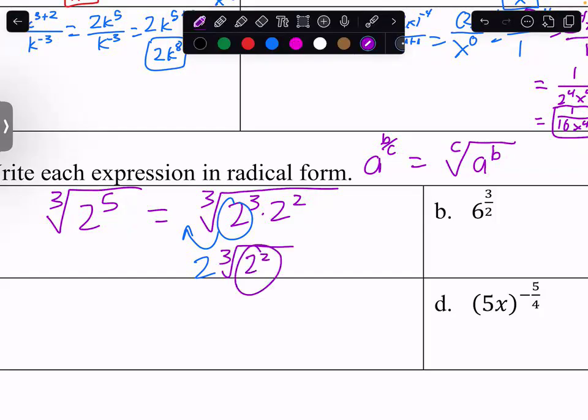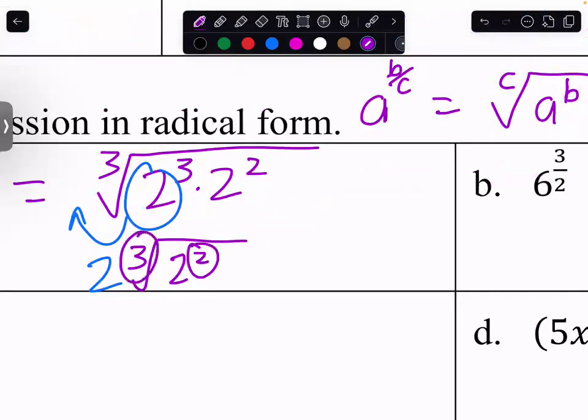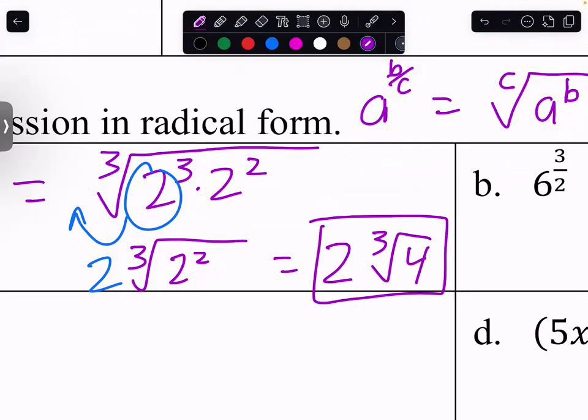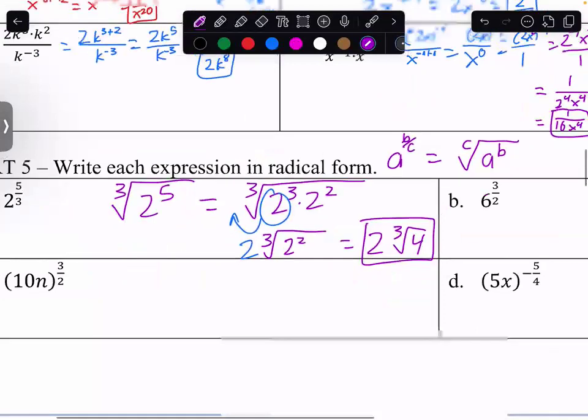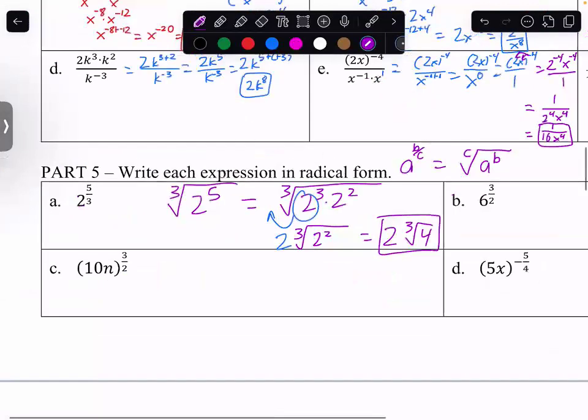And then again, on the inside, you can't move the 2 squared out. The exponent is not big enough to match the index, but we do want to turn this into a regular number. Yeah, 2 cube root of 4 is how we would say this.